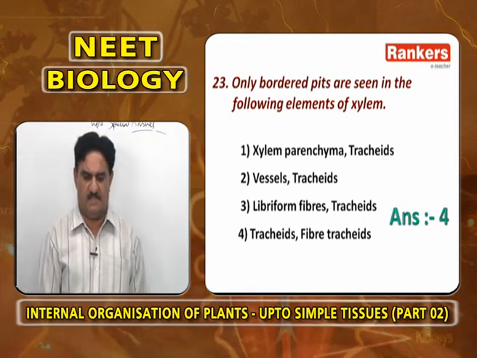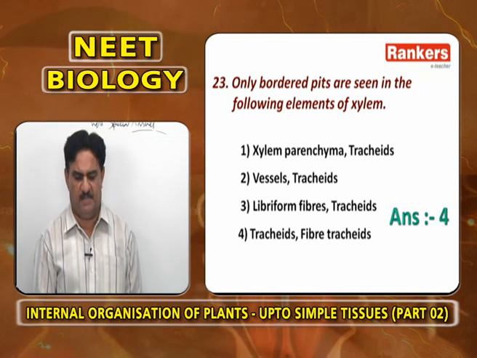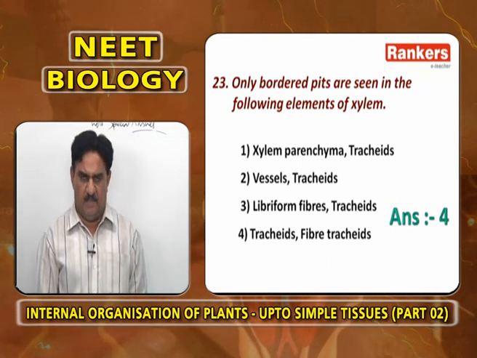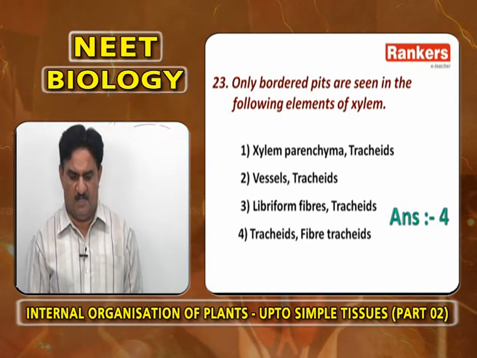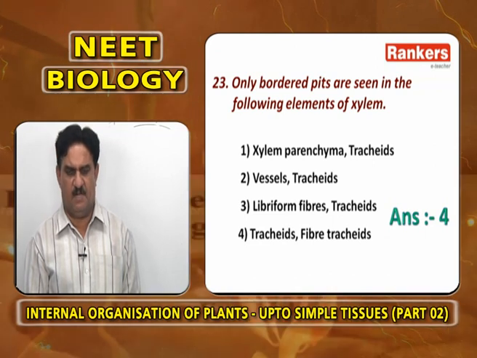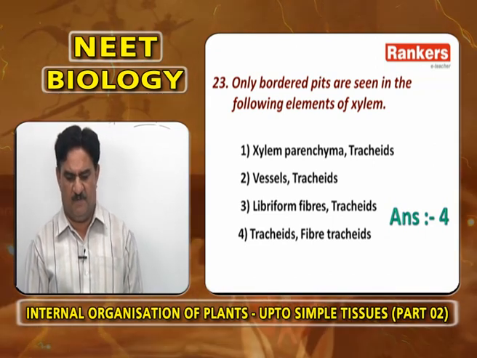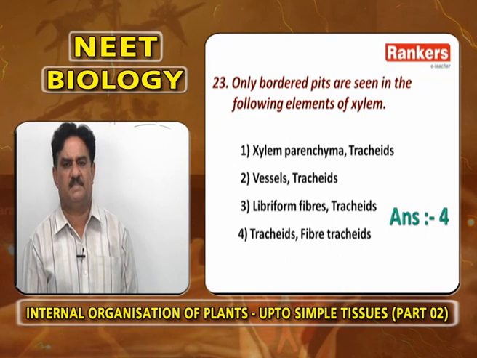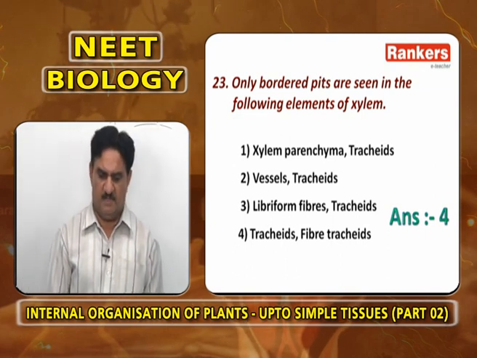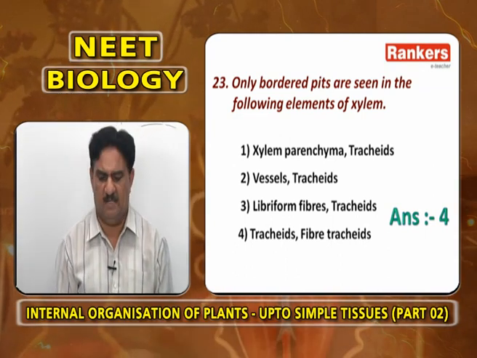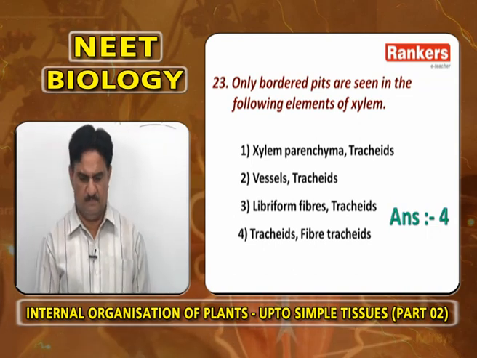So, bordered pits are seen in the following elements of xylem means not in xylem parenchyma and not in xylem vessels. Xylem vessels do not possess bordered pits. Not in libriform fibers, because libriform fibers have simple pits. Tracheids and fiber tracheids are the examples. Fourth option.